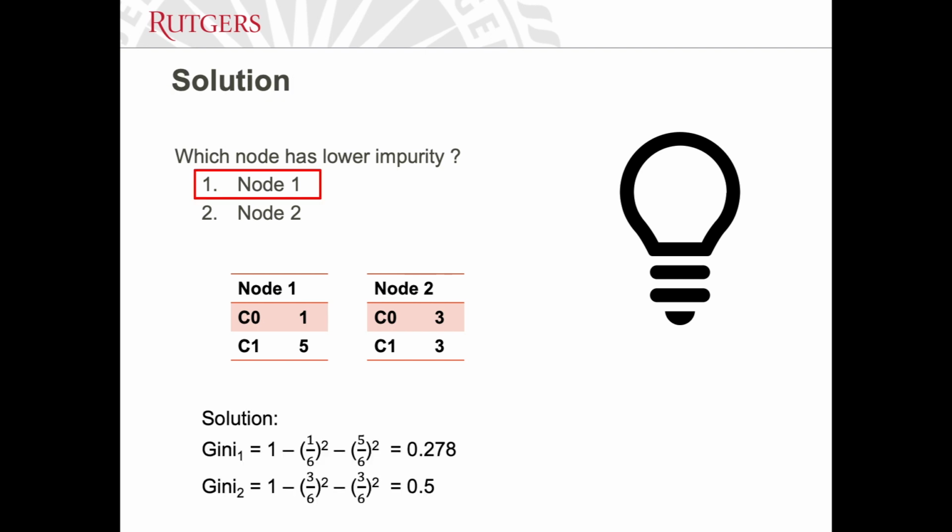And the answer is node 1. As we mentioned before, the smaller the degree of impurity, the more skewed the class distribution will be. So in this case, node 1 is clearly more skewed than node 2. Also, the Gini index is smaller for node 1, and the calculation is listed here. The total number of instances for node 1 is 6, and for class 0 it is 1 over 6 to the power of 2. For class 1, there are 5 instances, so the calculation is 5 over 6 to the power of 2. Then the calculation is pretty straightforward.